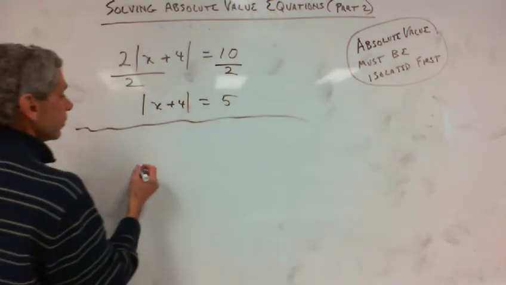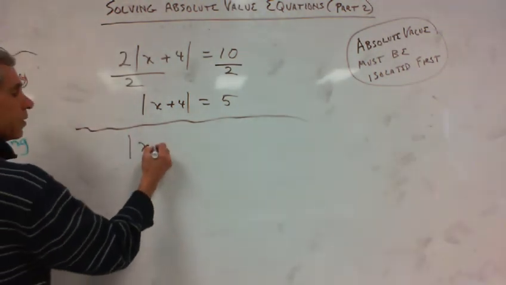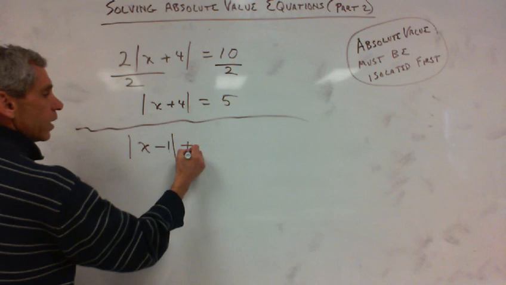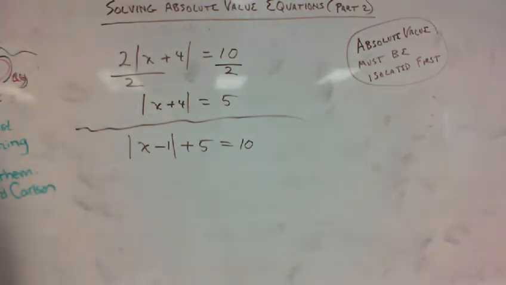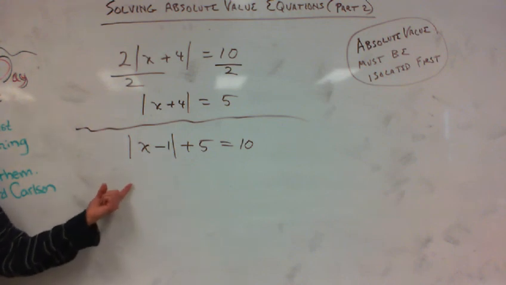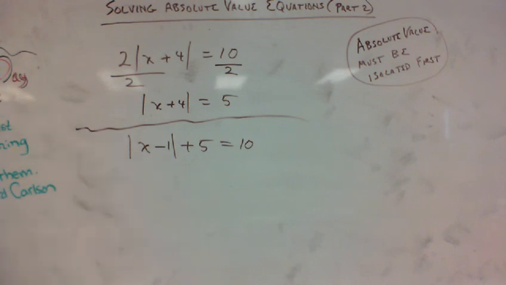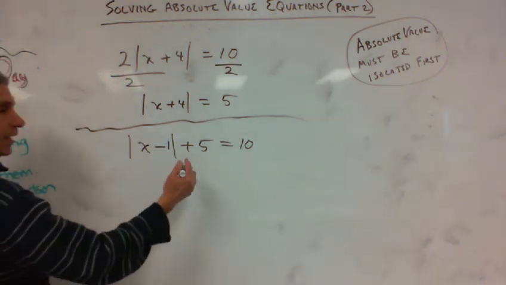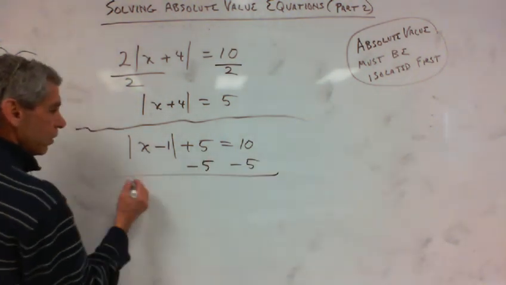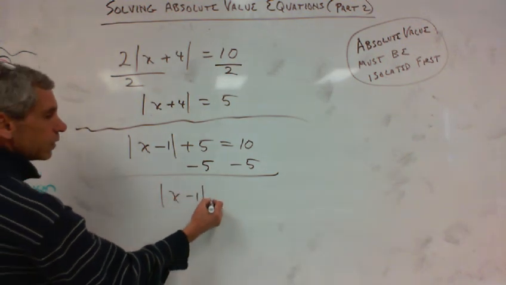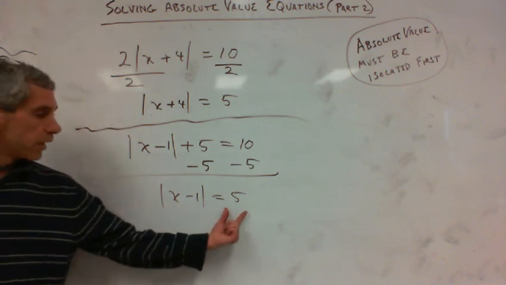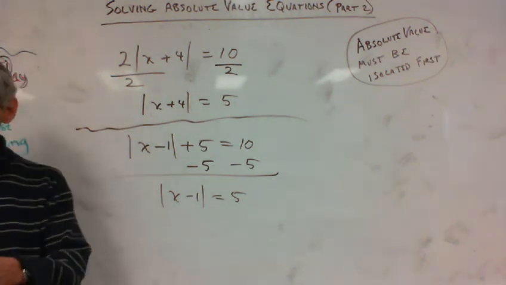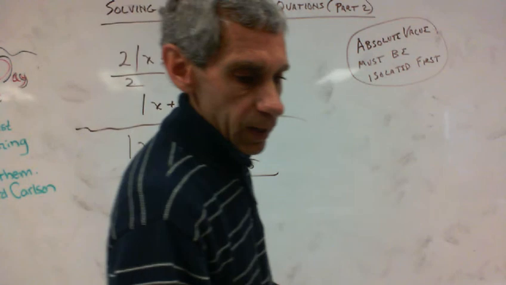Okay, what if I gave you this? Absolute value of x minus 1 plus 5 is equal to 10. Raise your hand when you know what the first step is. All right, Violet, what would you do? Minus 5, because you want that isolated. Beautiful. So now you have the absolute value of x minus 1 is equal to 5. And then x minus 1 is equal to positive 5, or x minus 1 is equal to negative 5. Good job. Awesome. All right, I am going to end the lecture.